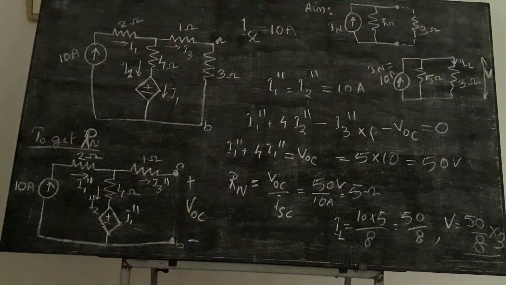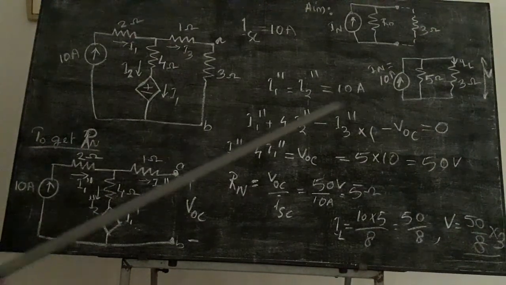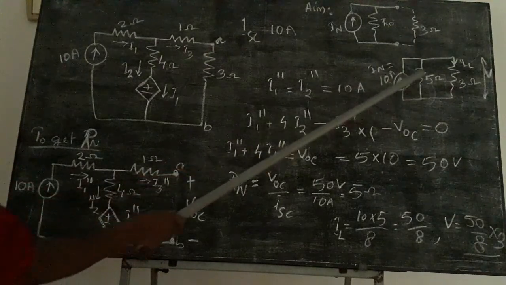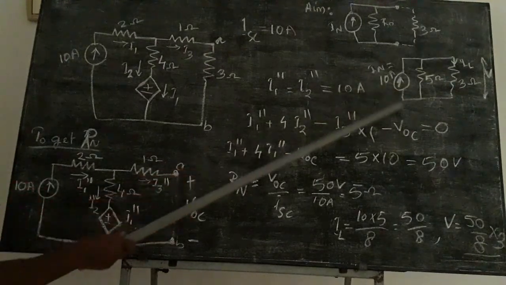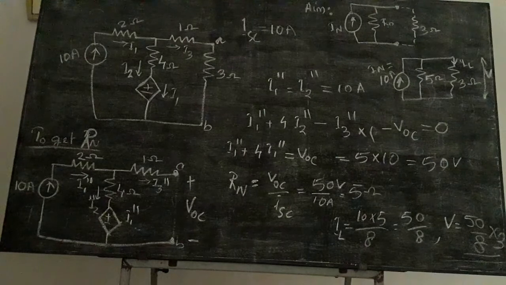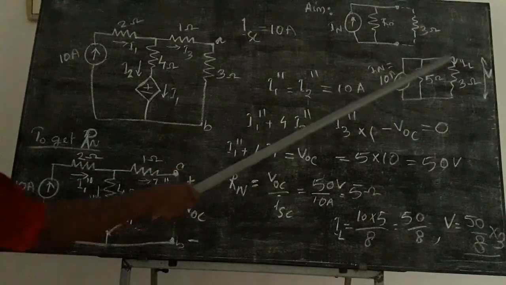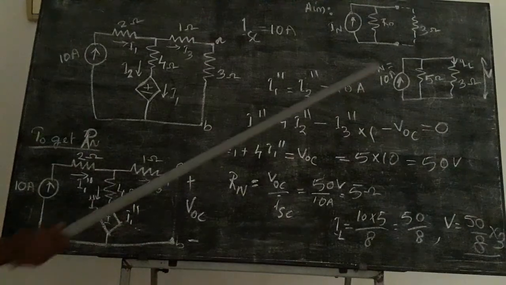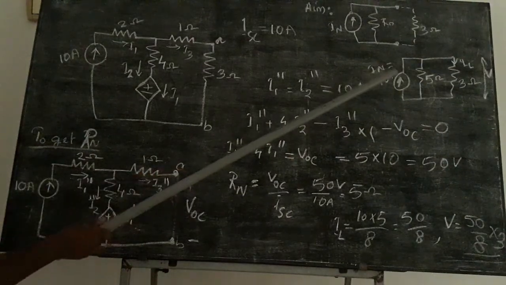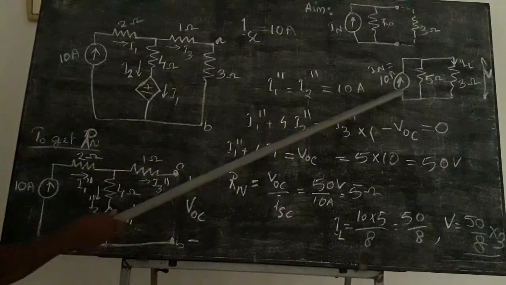But in the question it is asked to find out the voltage across 3 ohm resistor. So we reconnected to the current source, that is to the Norton equivalent circuit, the 3 ohm resistor, and mark the voltage across 3 ohm as V and current through 3 ohm as IL. In this circuit, what is IL? Use the current division rule.